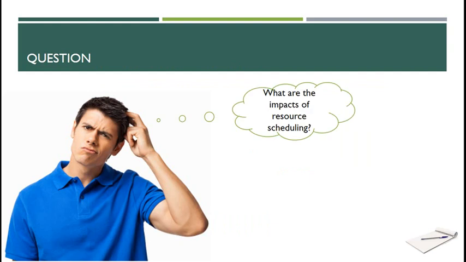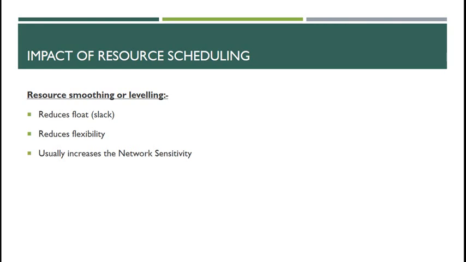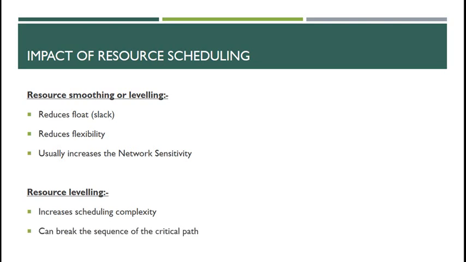So question, what are the impacts of resource scheduling? Resource smoothing or levelling reduces float or slack, reduces flexibility, usually increases the network sensitivity, and resource levelling increases scheduling complexity and can break the sequence of the critical path. And the project may have a longer duration, so there needs to be some trade-offs, and that's why I talked about managing stakeholder needs. You may have to go back to your stakeholders, a project sponsor, and explain to them that your project may run over an extra week.